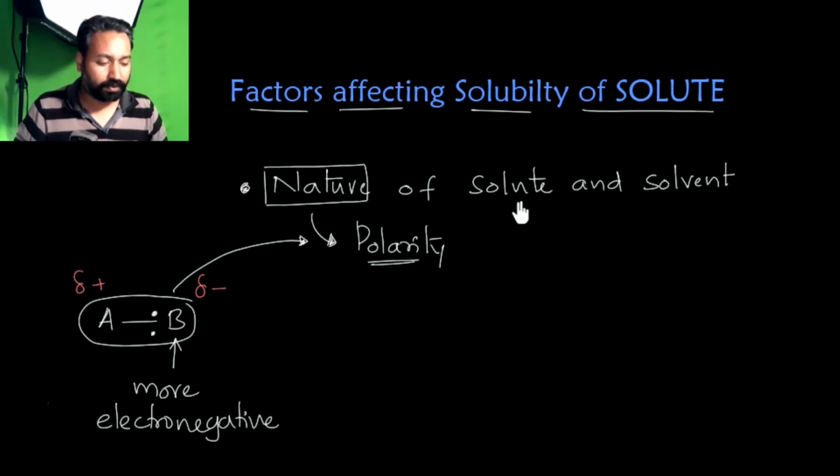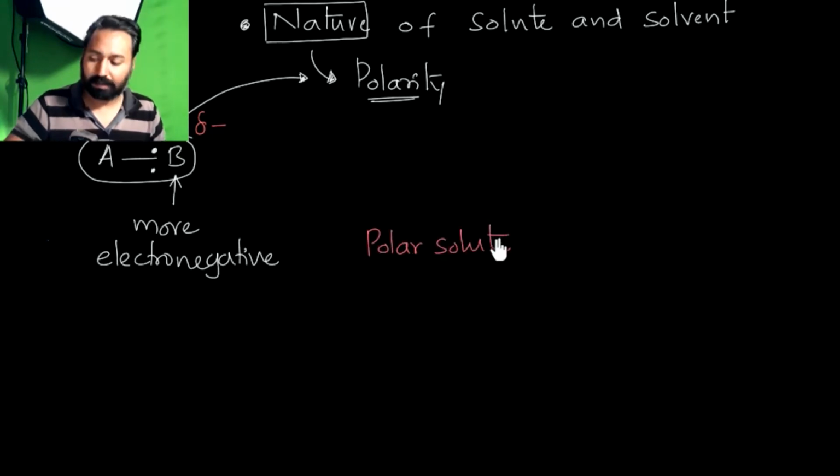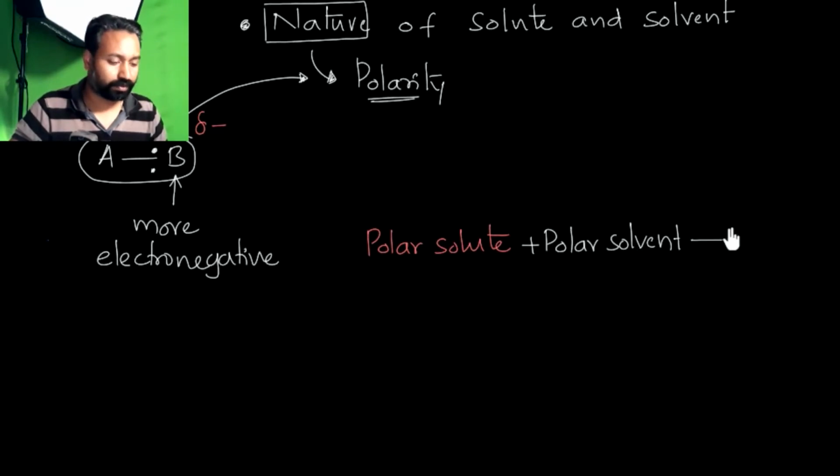Now there are two types of solutes: polar solutes and non-polar solutes. Again, solvents can also be divided into two types: polar solvent and non-polar solvent. Let me see how they interact with each other. If there is a polar solute and a polar solvent, there is always the formation of a homogeneous solution. That is, a solution is formed here.